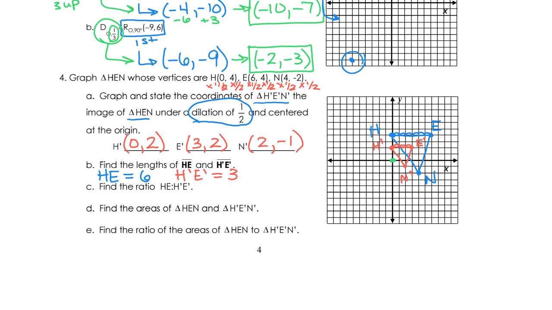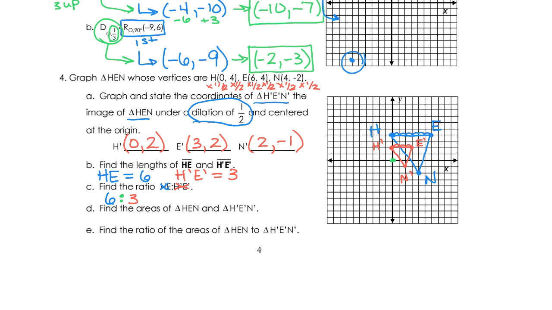So notice what happened. You had an original segment with a length of 6. A dilation of a half made it half as big. Half of 6 is 3. They want us to find the ratio of HE to H prime E prime. So a ratio is very easy. All we have to do is replace HE with the length, which is 6, add in our colon, and then replace H prime E prime with the length of 3.